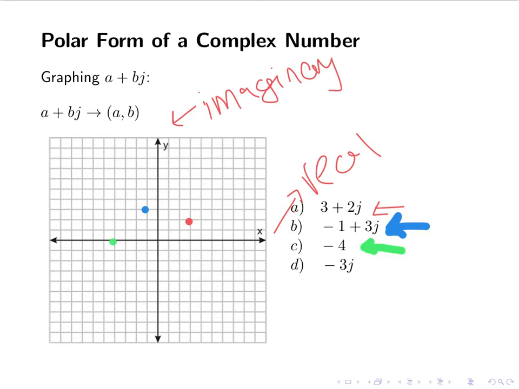And then lastly, -3j, there's nothing on the real part, so I'm not going left or right, and I'm only going, in this case, down 3. So that's how we would graph an imaginary number. And we want to keep that in mind when we talk about changing it into the polar coordinate system.